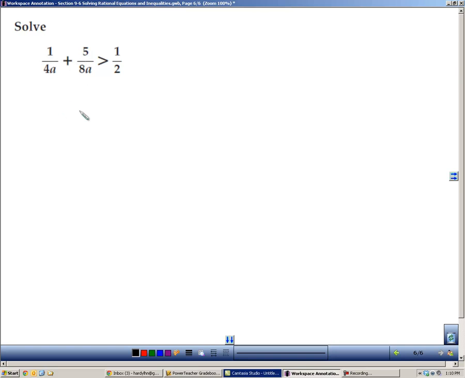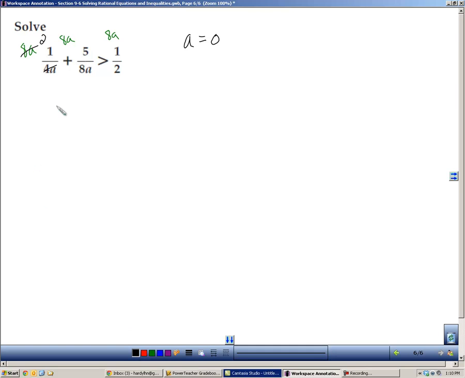Here's my inequality. First thing we want to find is the excluded values. What values will create a 0 in the denominator? And that would be a equaling 0. So if I put a 0 in the denominator, that's going to be excluded. Second thing I need to do is solve this, and I want to solve it by getting rid of all the fractions. Well, it looks like my common denominator is going to be 8a. So I'll multiply everything by that.